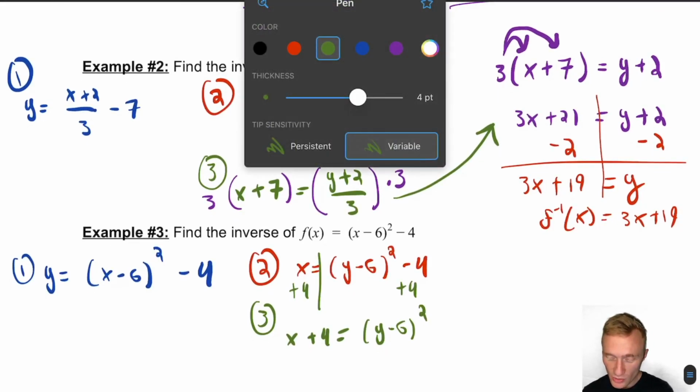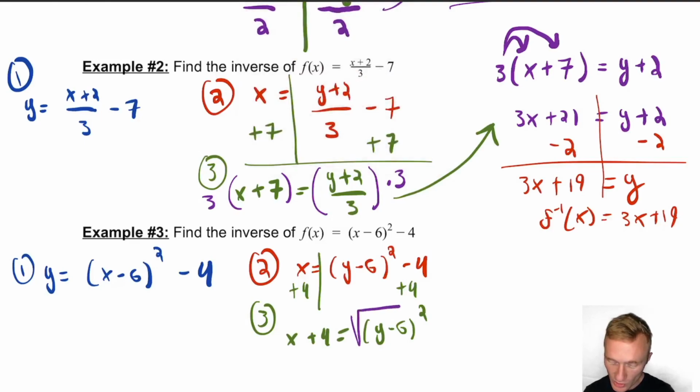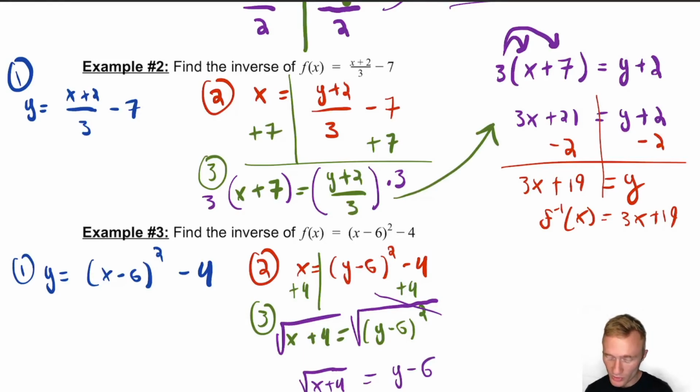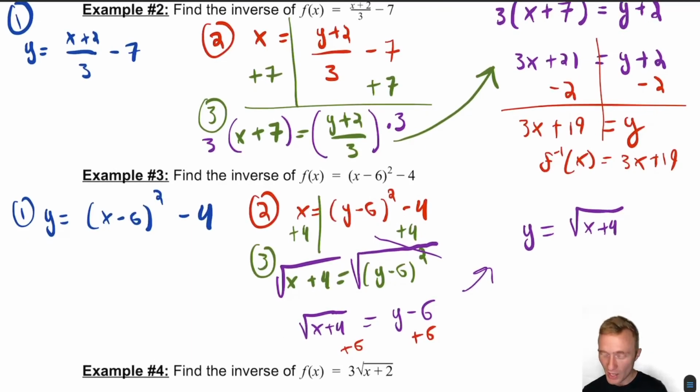As you need to now, you need to take a square root, you do it to the entire side of an equation. So what we're left with here is the square root of x plus 4 equals y minus 6. When the square root and the squared cancel out, we then finish this off by adding 6 to both sides, one's inside the square root and one's outside. We can't combine those. This is going to be y equals the square root of x plus 4 plus 6. There is our second to last inverse function.